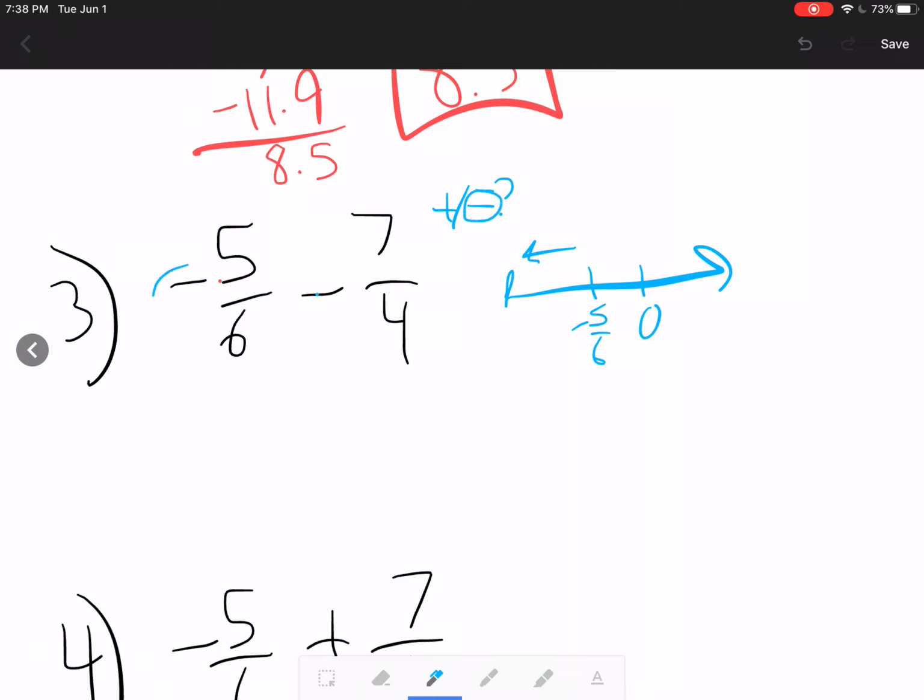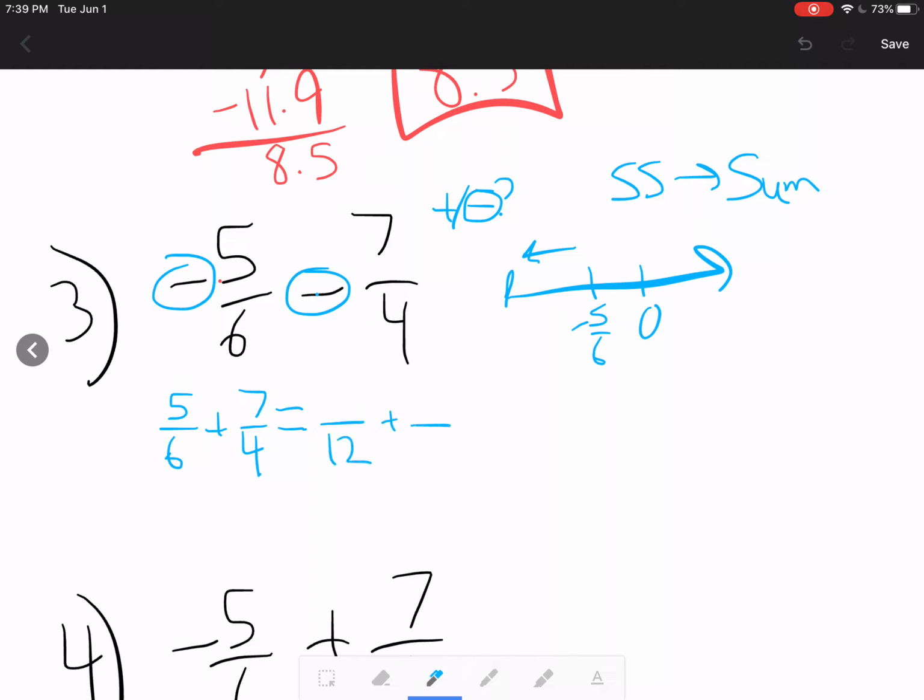Now, I also see that we have a negative sign, a negative sign. Same sign means we'll find the sum of these numbers. So I will go 5/6 plus 7 over 4. I'll have to get a common denominator, which is 12. And when I then apply that to my numerators, I'll get 10 over 12 and 21 over 12. So I'll end up getting, when I add them together, 31 over 12. Now again, I said my answer is negative. So the final step is to slap a negative sign on it and box it, walk away.